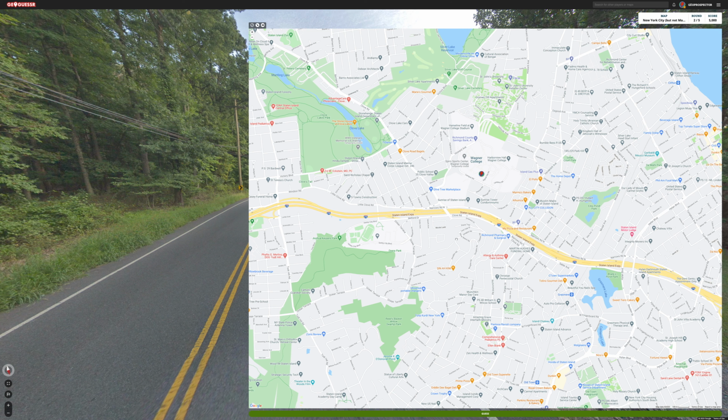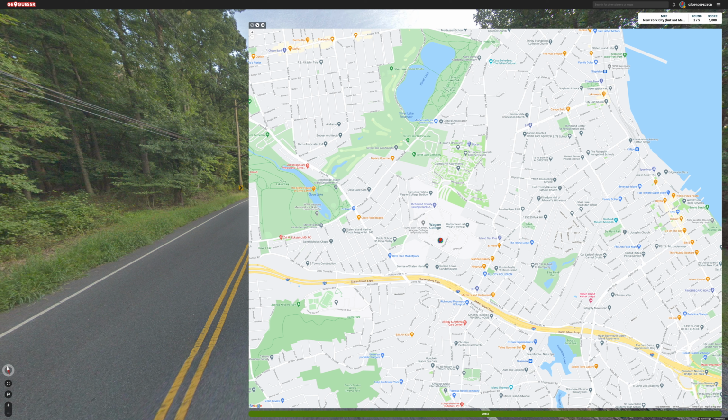We're nowhere near. I haven't seen the Staten Island Expressway, so I'm lost. I think I'm going to go for the guess near Wagner College because I feel like we were close. And I'm just curious now to see where this is. I feel defeated.